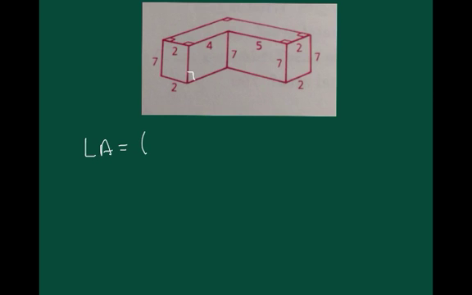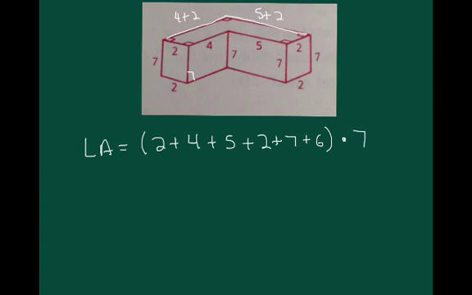Well, the perimeter of the base is going to be 2 plus 4 plus 5 plus 2, and then we have to add that side in the back, which is going to be 5 plus 2, and then we'll have to add this other side in the back, which is just going to be 4 plus 2. So for our total perimeter, we have to add on another 7 and another 6, and we'll multiply that times the height of 7. So when you multiply this out, you get 26 times 7, which is 182.